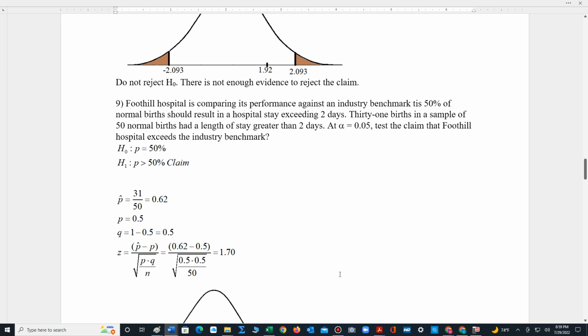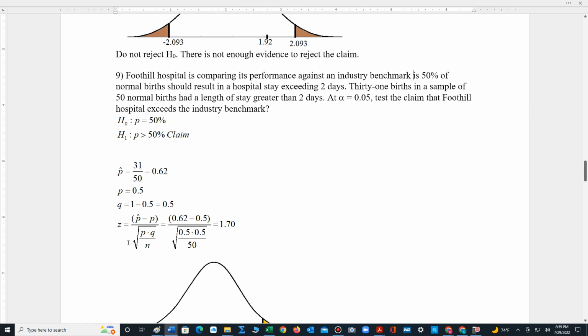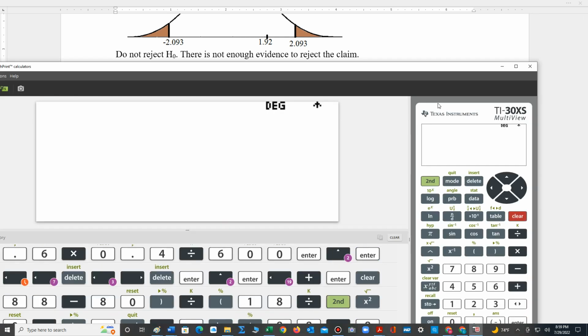Number 9, we're testing for proportions. The claim is that there's an industry benchmark of 50%, and that Foothill Hospital exceeds that benchmark. So p is greater than 50%. That's the claim, it's H1. H0 is p is equal to 50%. For this problem, this is our test point formula. We need to calculate p hat. So p hat is 31 over 50, which is 0.62. p is 50% or 0.5, and q is 1 minus 0.5, which is 0.5. We would plug this into the formula and calculate.